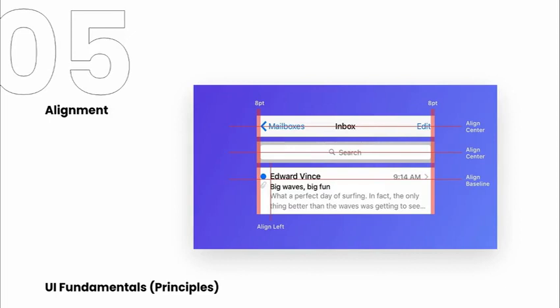So we have the fifth principle, and the fifth principle is alignment. This is probably one of the most overlooked principles by a lot of beginners. Alignment is one thing that works all the time, and it is so important that new designers fail to do this a lot.